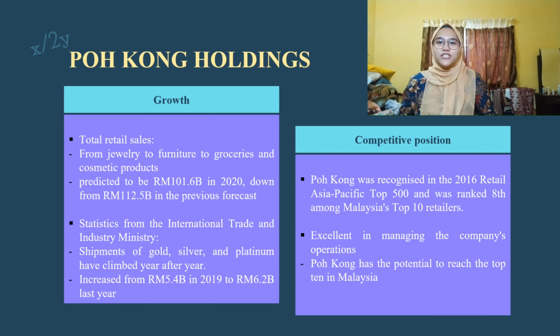Total retail sales, which include everything from jewellery to furniture to groceries and cosmetic products, are predicted to be 101.6 billion in 2020, down from 112.5 billion in the previous forecast. Shipment of gold, silver and platinum have climbed year after year. It increased from 5.4 billion in 2010 to RM6.2 billion last year, according to statistics from the International Trade and Industry Ministry.